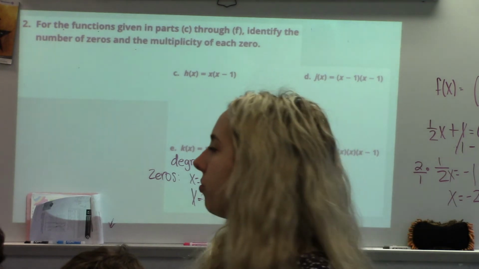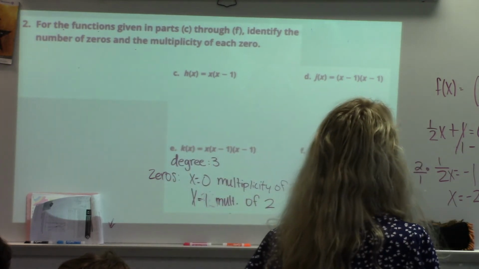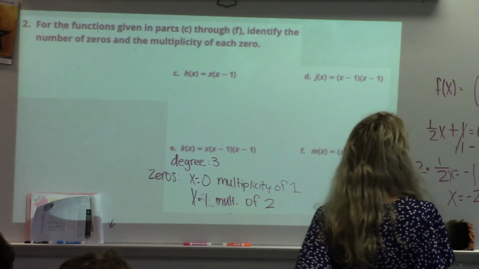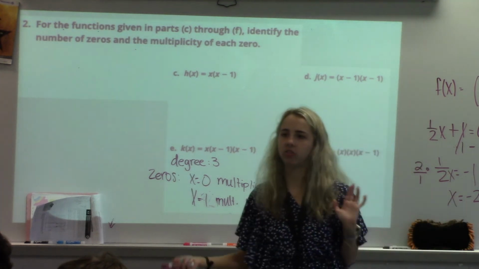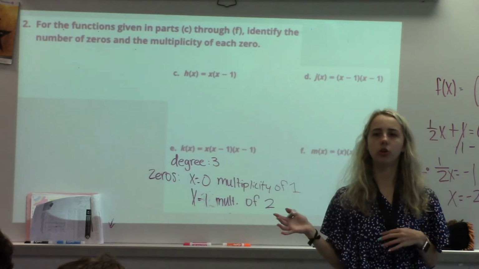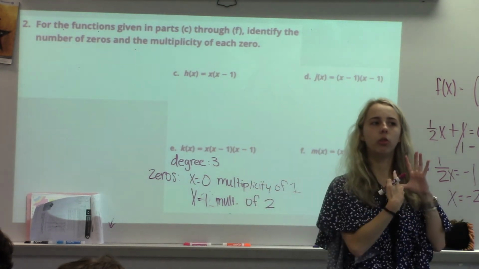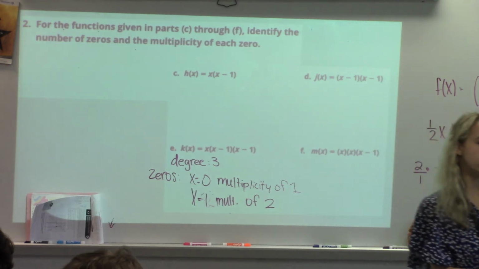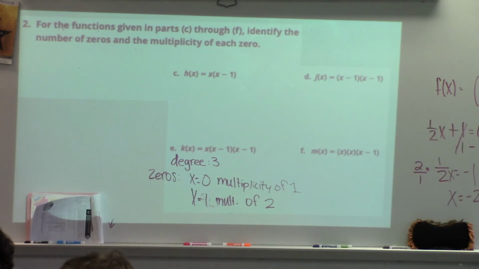Guys, remember when we're talking about zeros, it's where we're crossing the x-axis, right? And so our zeros are when x equals that value. So we want to write it like that.